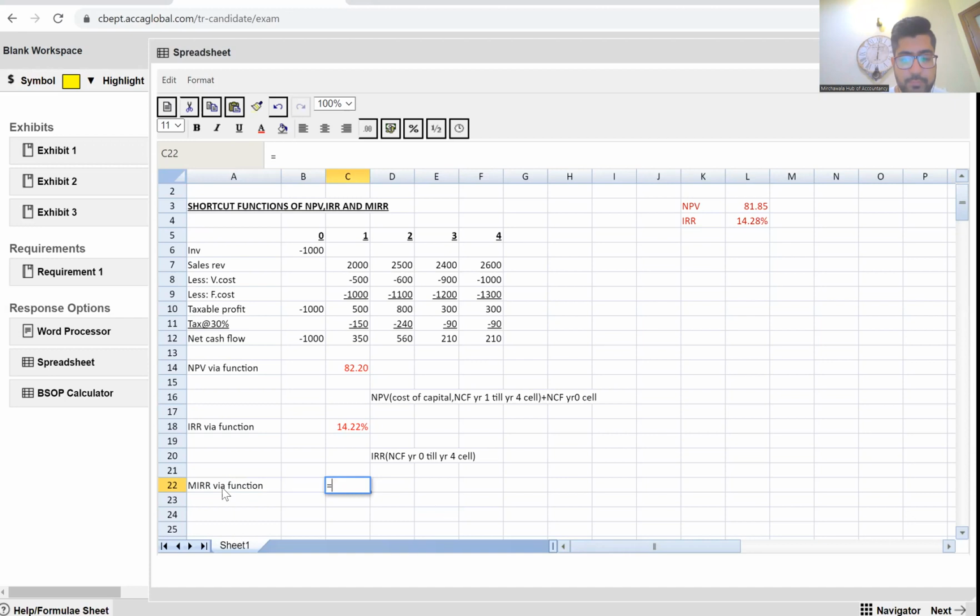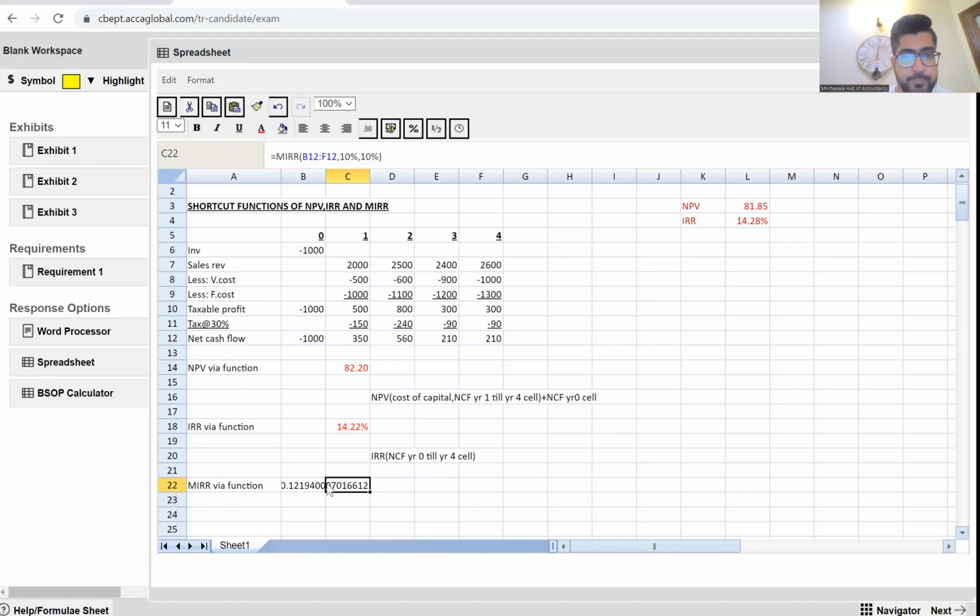MIRR via function: equals to MIRR, bracket open, same like IRR. All net cash flows from year 0 to the last year. So B12 to F12. Okay, like IRR. But if I close it here, I get IRR. Here I'm finding MIRR, so don't close the bracket. Equals to IRR, B12 to F12, that gives IRR. Equals to MIRR, B12 to F12, comma, 2 times your discount rate. What was your discount rate? 10%. Again, comma, 10%. Okay.